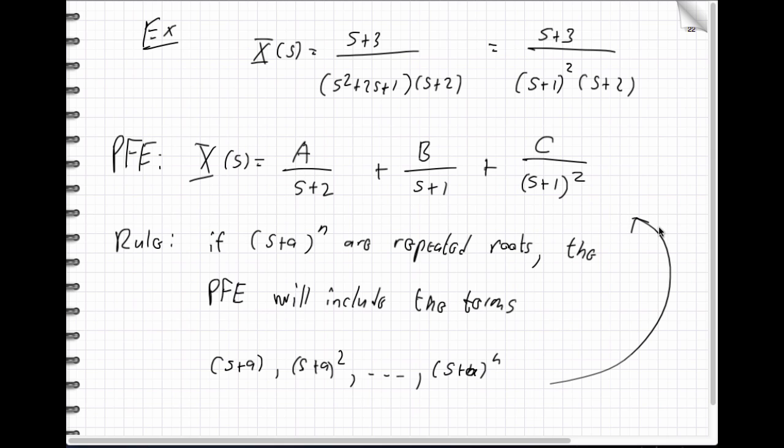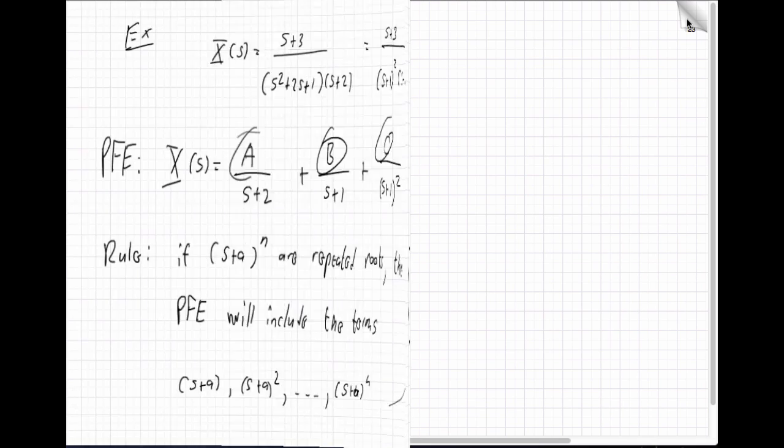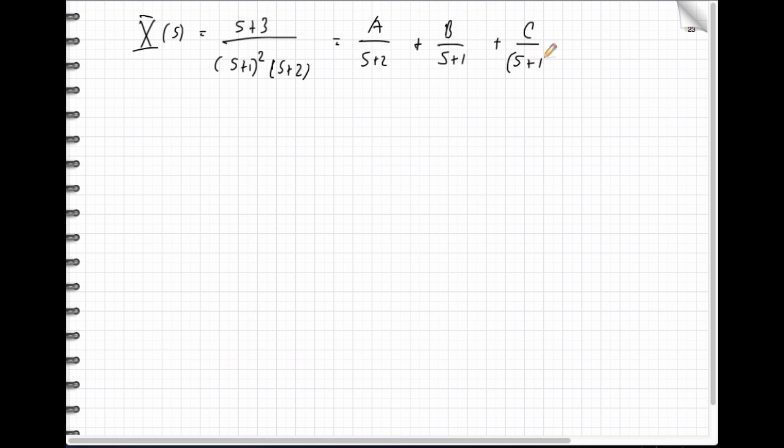Once we have that knowledge down, we just need to solve for A, B, and C, and we can easily do the inverse Laplace because we have these in the table. In fact, let me write that down. X of s equals s plus 3 over s plus 1 squared times s plus 2, which is equal to A over s plus 2 plus B over s plus 1 plus C over s plus 1 squared.